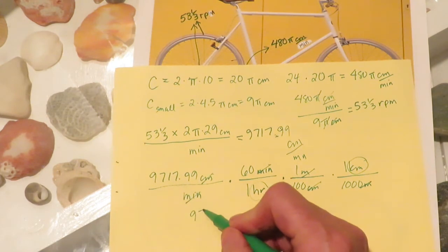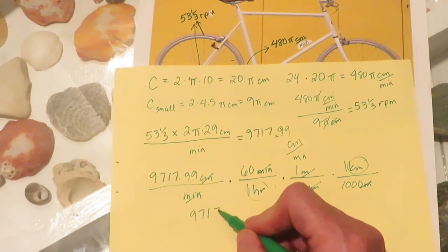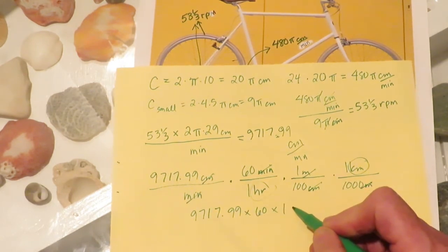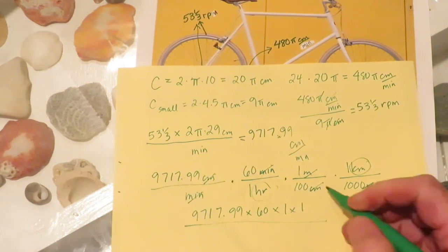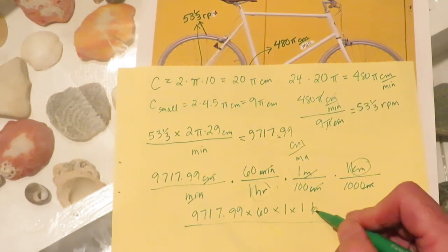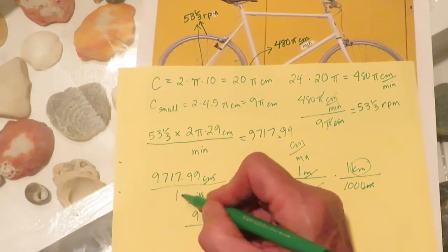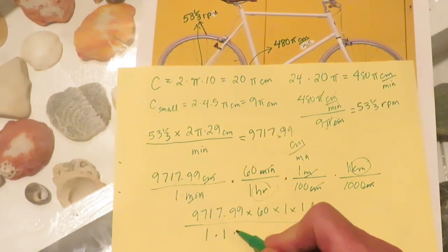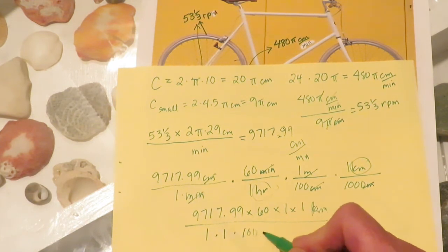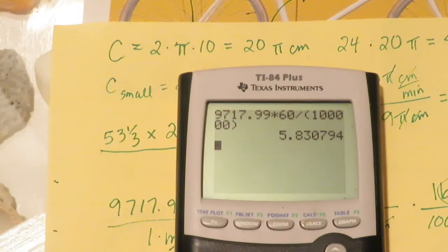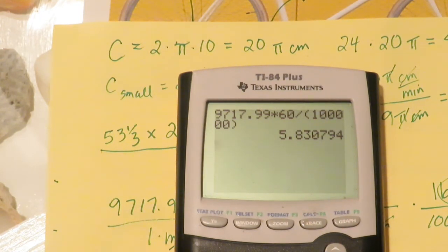So if I take all of those numerators, 9,717.99, and I multiply by 60, and I multiply by 1, and I multiply by 1, and again my unit is kilometers now. And in the denominator, I have 1, times 1, times 100, times 1,000. I will end up with 5.83 kilometers per hour.